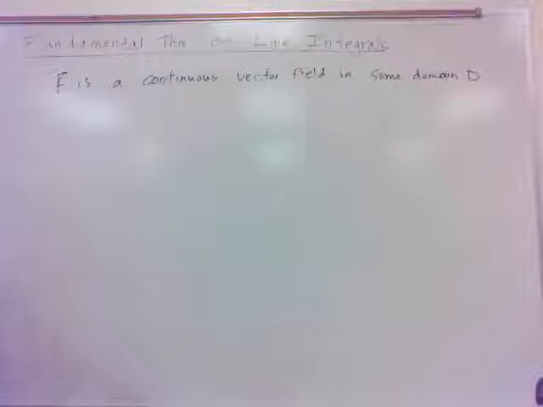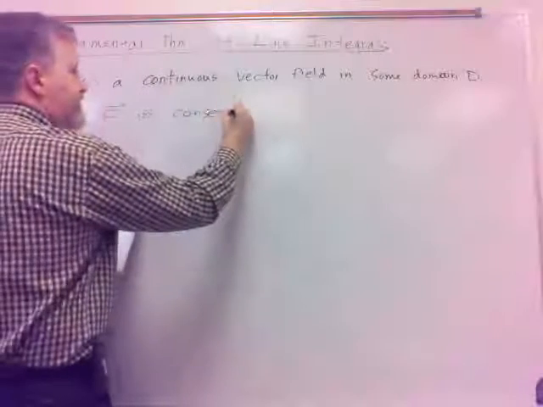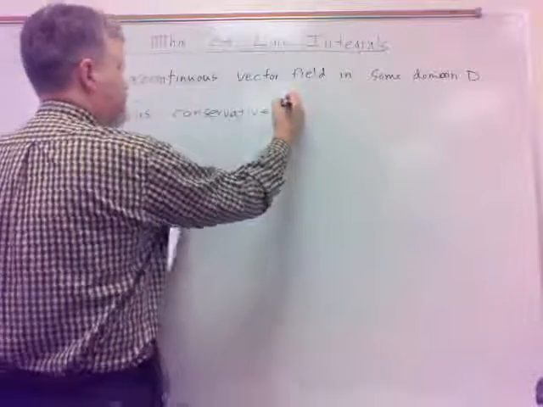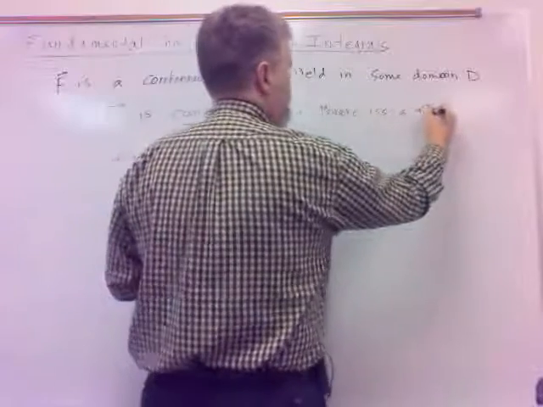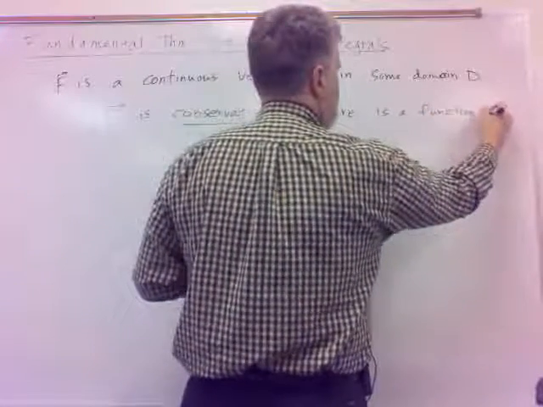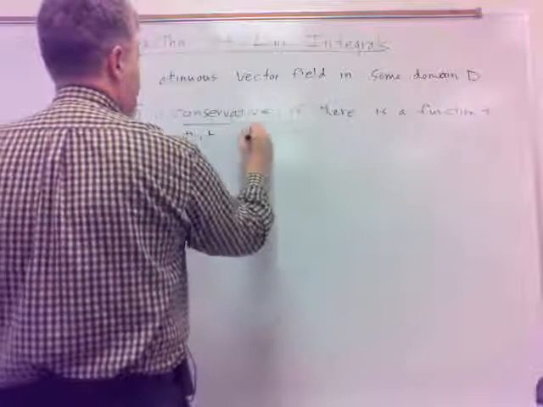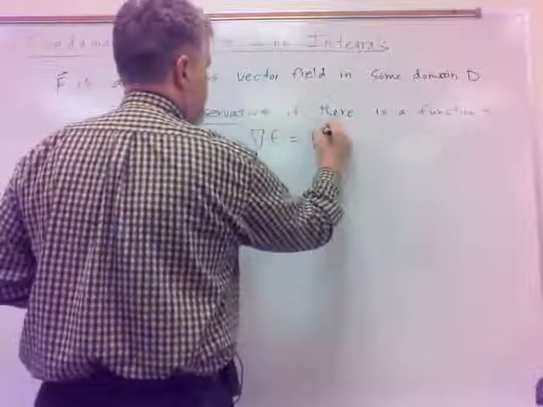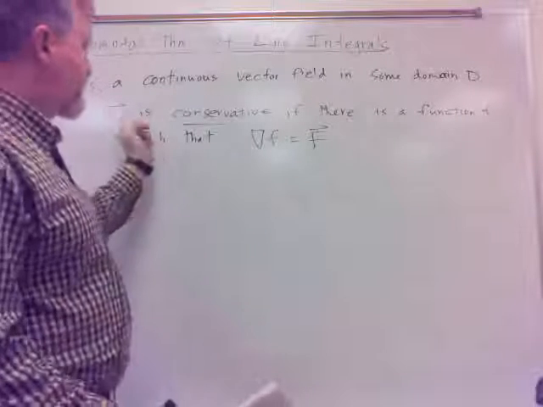All right, number 1. We talked about it already today previously, but just a reminder, F is conservative. How is F conservative? If there is a function f such that the gradient of f equals vector field F.